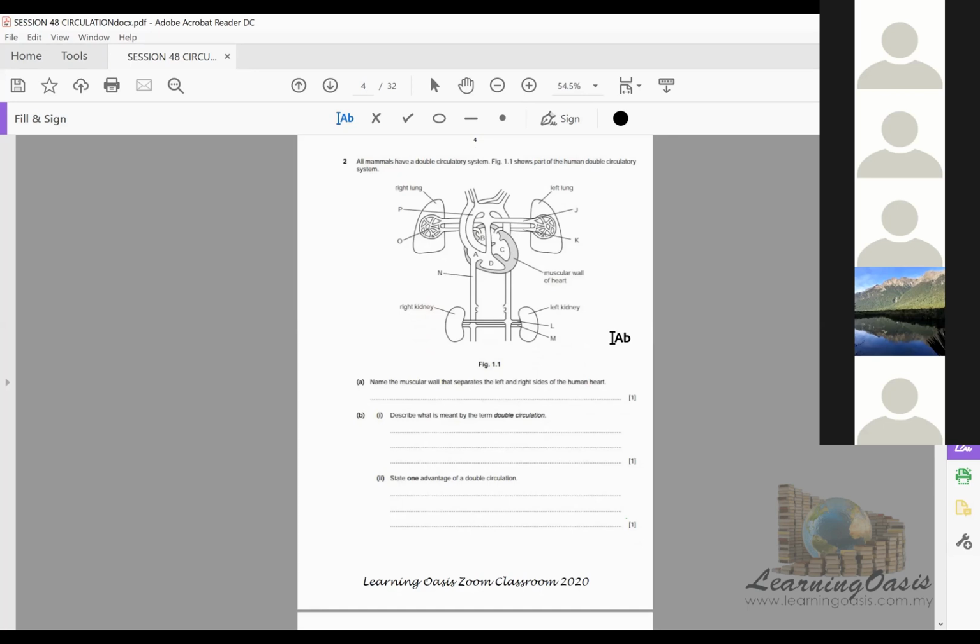Now try this. Okay, 1 minute only because it's only 1 mark. Done? Okay, what is P actually? P is aorta. Good. What is O? Oh, that is confusing. O is capillary. Capillaries in the alveoli. Alveolus. What is J, Balkis? What is J?